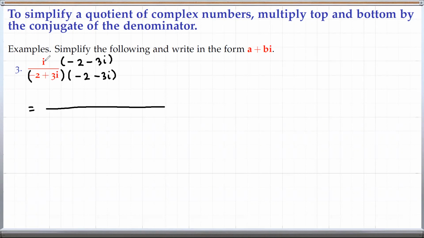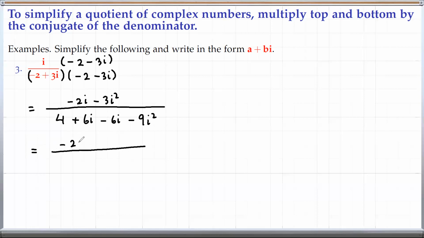On the top, that will give us i times negative 2, which is negative 2i, and i times negative 3i, which is negative 3i squared. In the denominator, we have negative 2 times negative 2, which is 4, negative 2 times negative 3i, which is positive 6i, 3i times negative 2, which is negative 6i, and 3i times negative 3i, which is negative 9i squared. Now the rest is just simplifying.